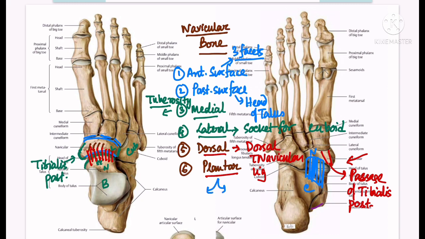So plantar surface is divided into medial and lateral parts. The medial part presents a groove for the tendon of tibialis posterior, and on the lateral part there is the site of attachment of spring ligament. That is all about the navicular bone.